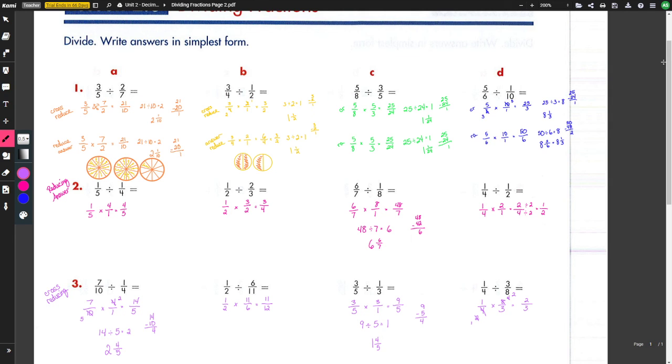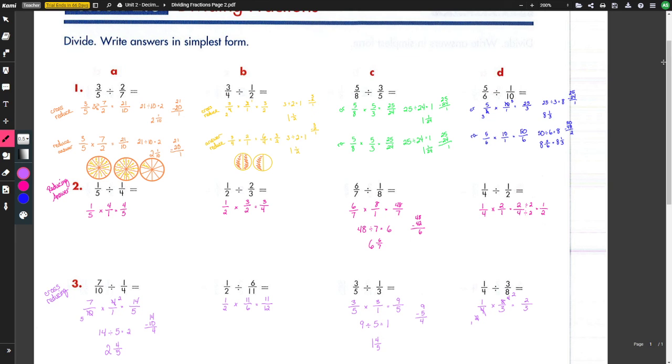Either way is fine. Remember, I do want you to at least attempt to reduce. So if you're unsure of reducing, I would reduce the answer, go with that way. If you're more comfortable with reducing in the multiplication problem, I would cross reduce. But if you're unsure, reduce the answer by multiplying first and then trying to reduce.